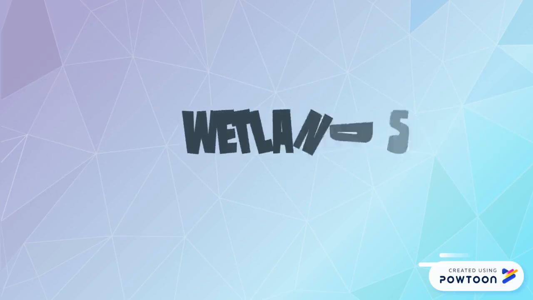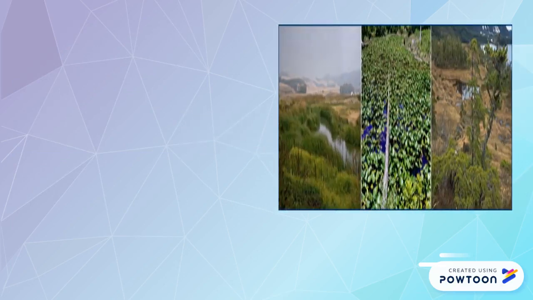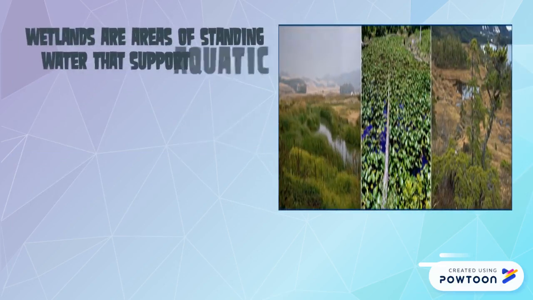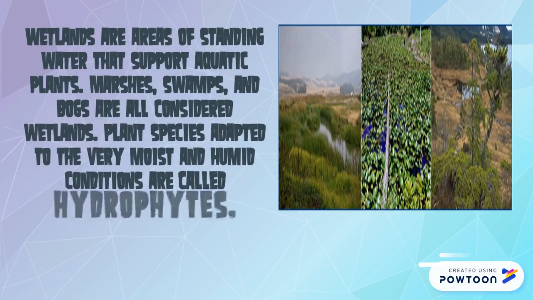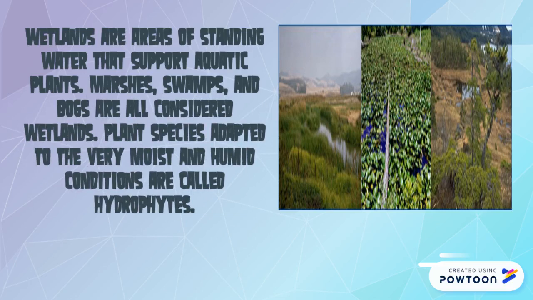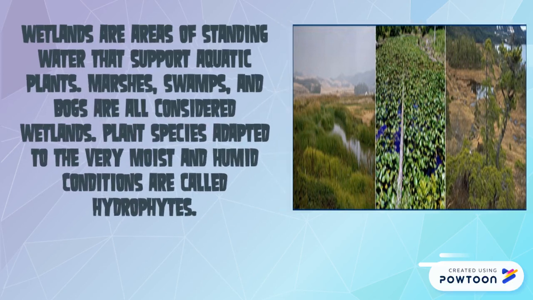Wetlands. Wetlands are areas of standing water that support aquatic plants. Marshes, swamps, and bogs are all considered wetlands. Plant species adapted to the very moist and humid conditions are called hydrophytes. Oceans.